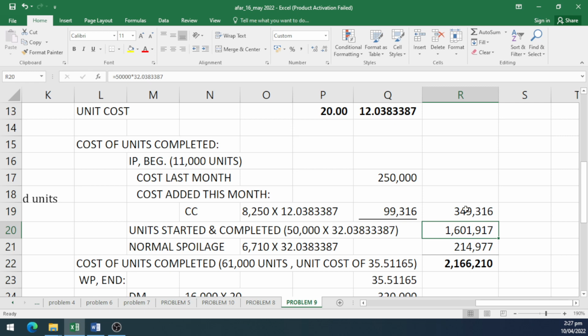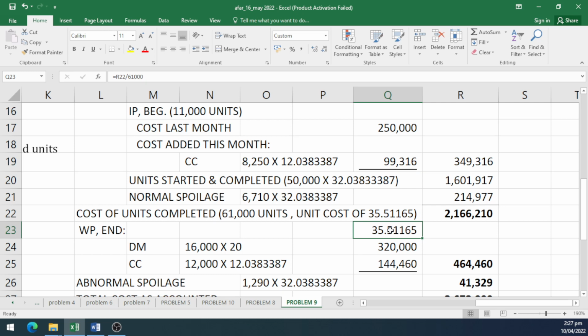But we are using modified FIFO. Combine all the cost of units completed, 2,166,210, divided by 61,000 total units completed. The cost per finished unit is 35.51165.